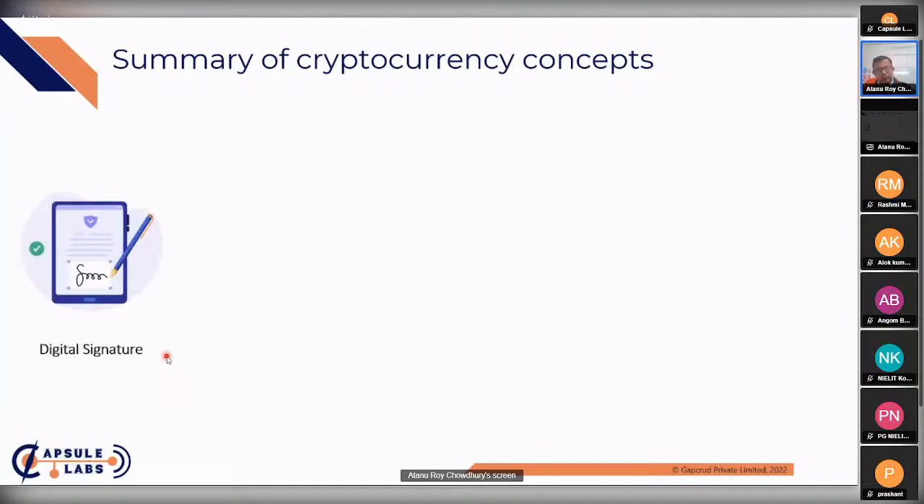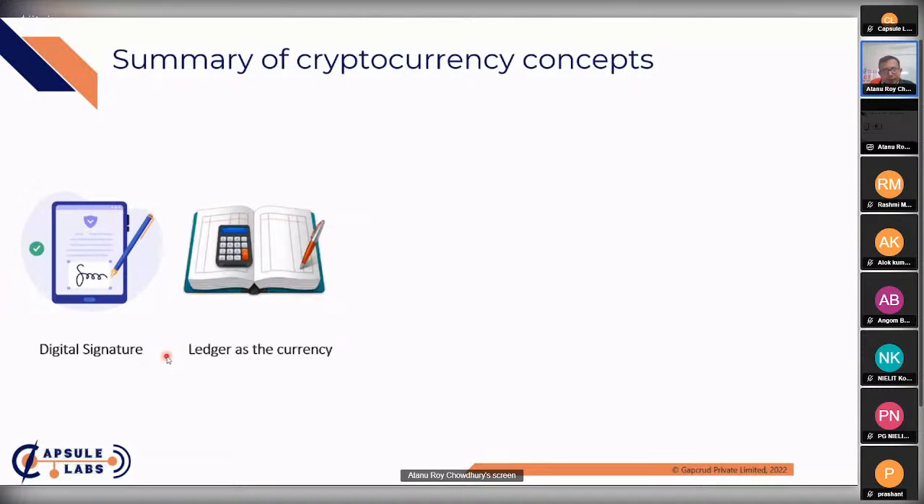Just to summarize what we covered today, we talked about digital signatures. We talked about how we can create a public key infrastructure so that we can have a private key with which we can sign a digital document, so that it is guaranteed against any kind of integrity failures, so that any changes in the document will invalidate the digital signature. We talked about the ledger as the currency, as in the running total, the sum of all the transactions in the ledger being the currency itself.